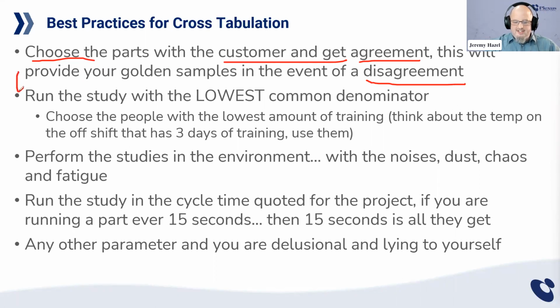Secondly, run the studies with the lowest common denominator. When I say the lowest common denominator, I'm talking about training. The training that you would give the temp that comes in as, say, 6 months into the program on third shift with 2 days of training, use them. Because if you use your rock stars that have 20 years and work first shift, you're actually practicing a form of self-delusion, because when production starts, you will not perform the same as your test. So you need to be working with the lowest common denominator that you would give the temp that would be doing the inspection if you cut them loose on the line tomorrow.